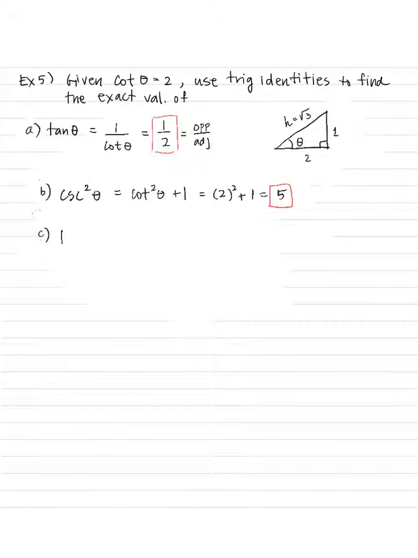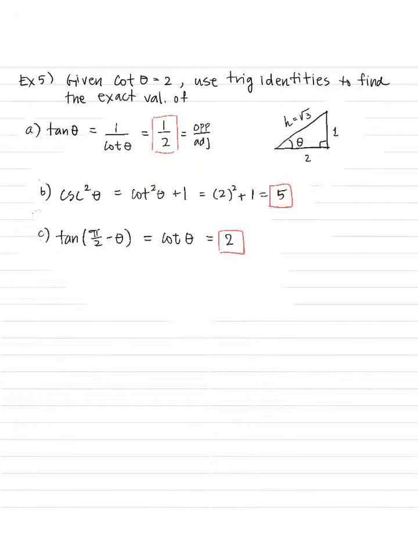How about tangent of pi over 2 minus theta? Okay, so now it looks like we're going to have to use our cofunction here. The complementary angle theorem says that the cofunction of tangent is cotangent. So this is the same thing as cotangent of theta. Well, cotangent of theta is given to us. That's nothing but 2. So this is our answer.